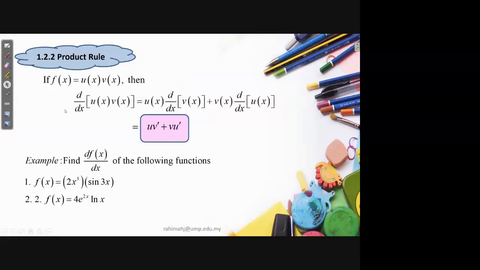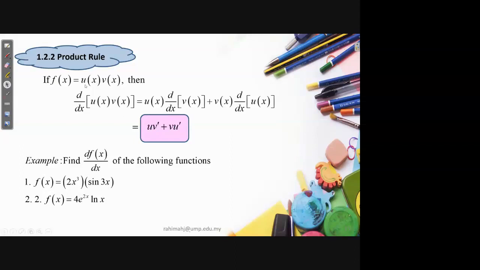Now the product rule. We use this technique when there's a multiplication of 2 or more functions. For example, if our function f(x) is a multiplication of 2 functions, u of x and v of x, then how are we going to differentiate this? We have this formula: u prime v plus v prime u.